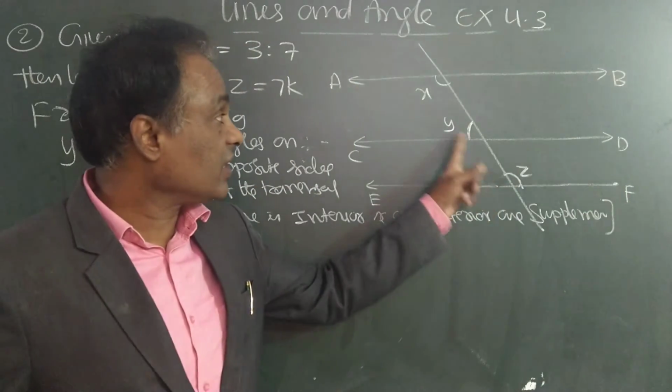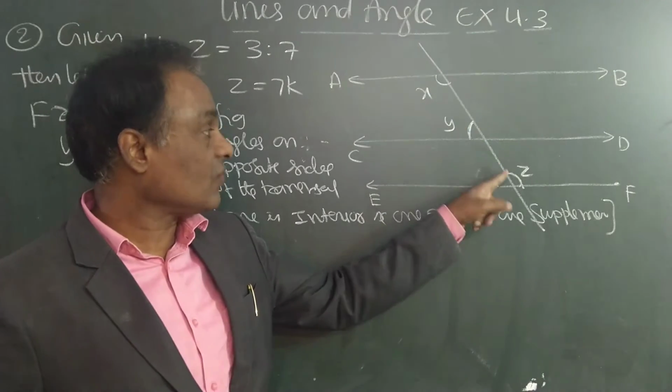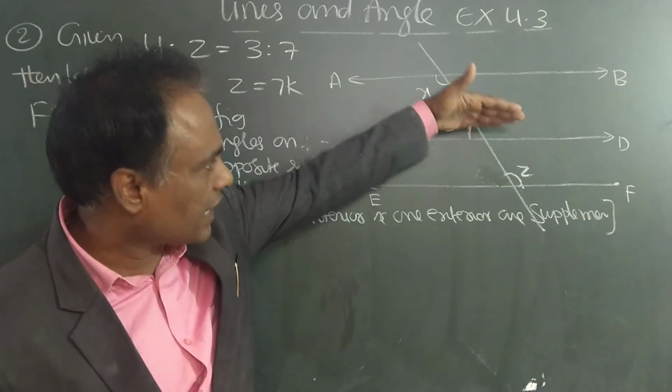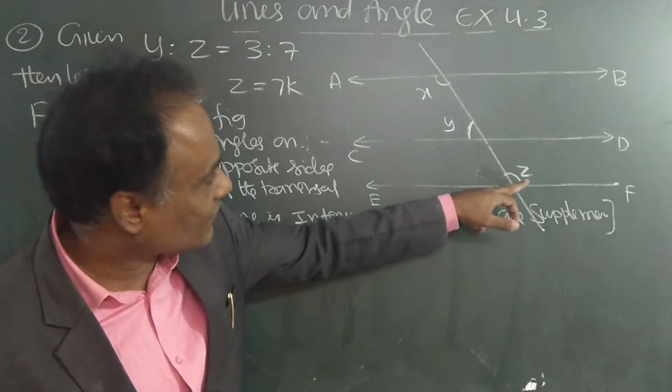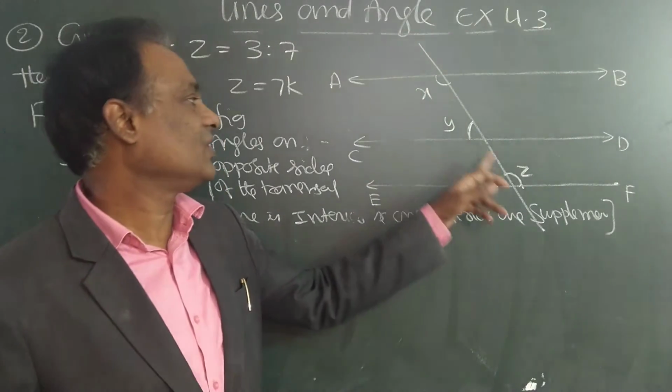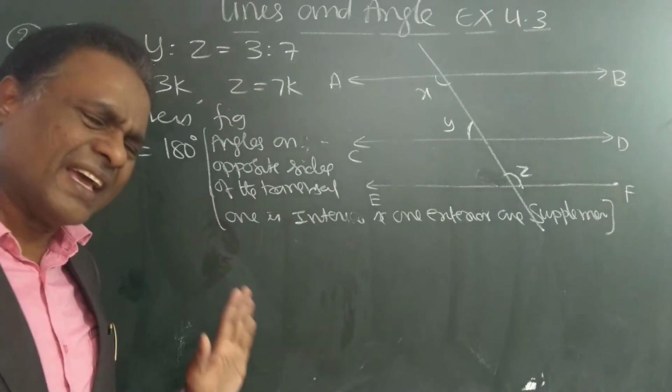Angles on opposite sides of the transversal, one exterior, one interior. So if you take these two lines only, this angle is outside the line, exterior. This angle is inside the line, interior. So this sum is supplementary. Like that directly you can get.